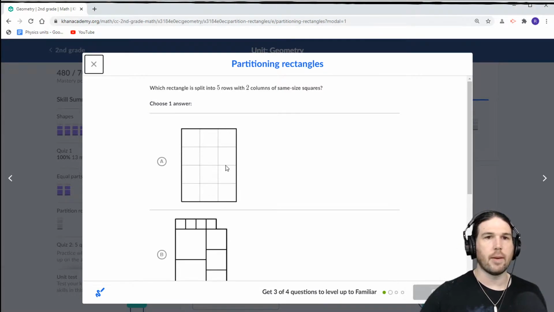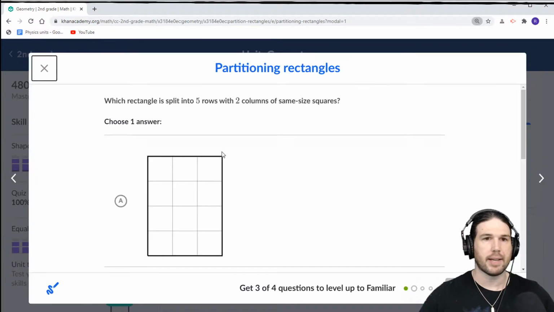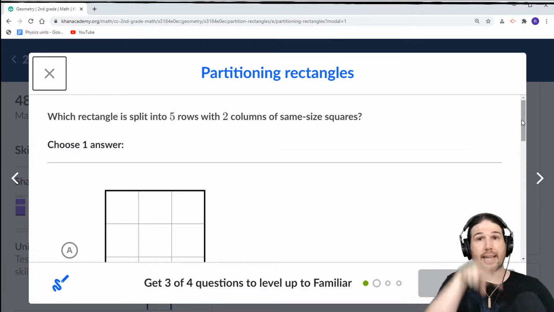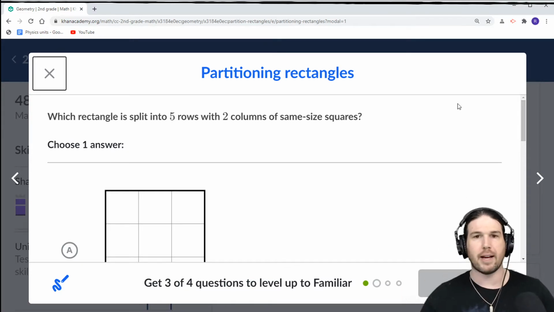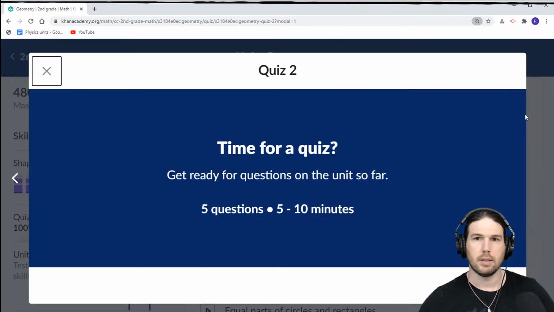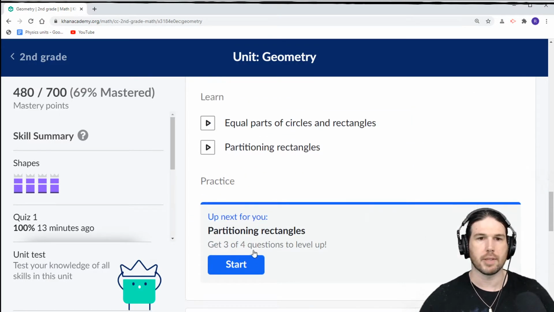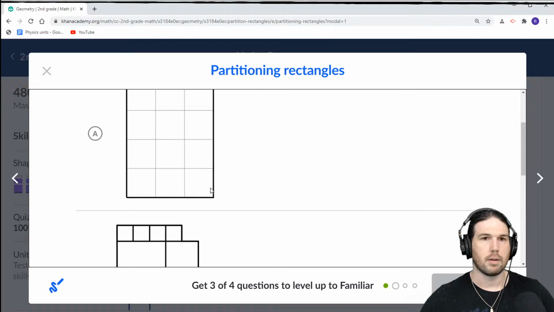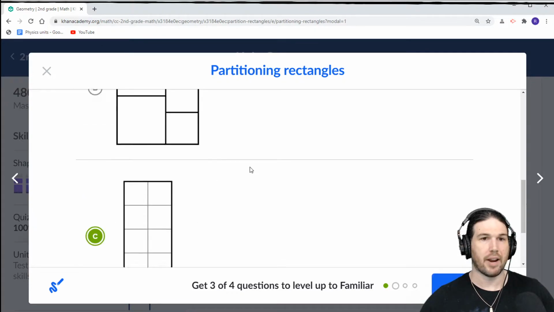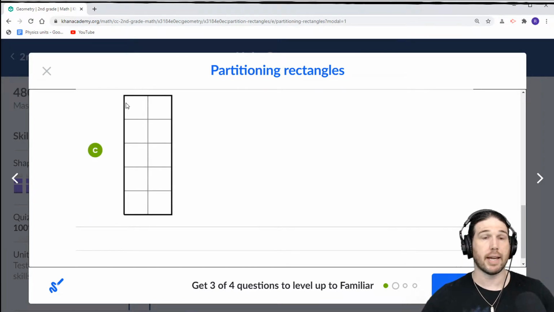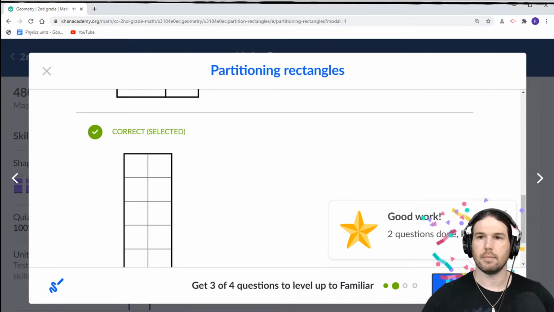Partitioning rectangles again. Which rectangle is split into 5 rows with 2 columns? So that's 2 columns up and down, 5 rows, 1, 2, 3, 4, 5. Let's find it. No! I accidentally hit the wrong thing. Happens to me sometimes. That's that one. I don't know what's going on here. That looks like just somebody messing around. But that looks like 5 rows, 2 columns.